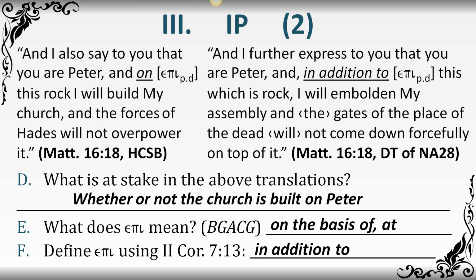So we go to the clear passages and use them as our lights on the unclear ones. If you have something that can be interpreted multiple ways, and it happens, you go to something that is clear and obvious, and you use that as your guide. So here, in the text itself, it could be on, or it could be in addition to. Both of those are perfectly viable. They're within the range of what that particular preposition epi means when it's used with the dative. Both of them are possible. So we look outside of that and ask, what is clear outside of that to help us understand which one is going to be correct?